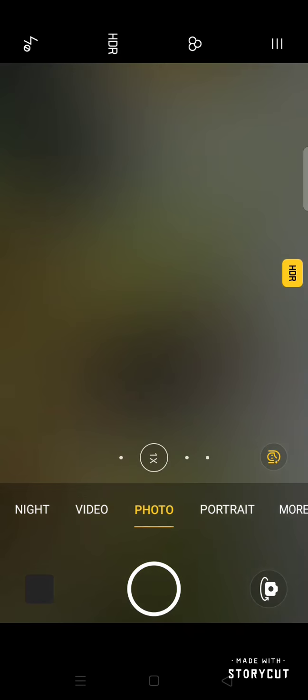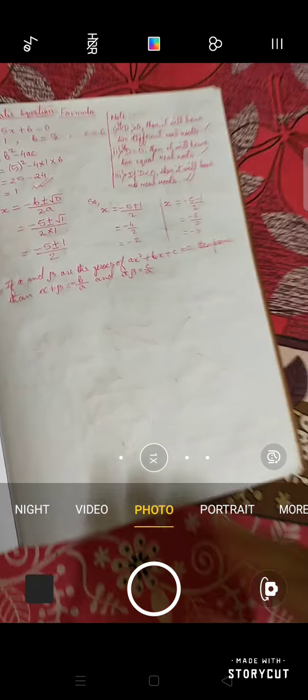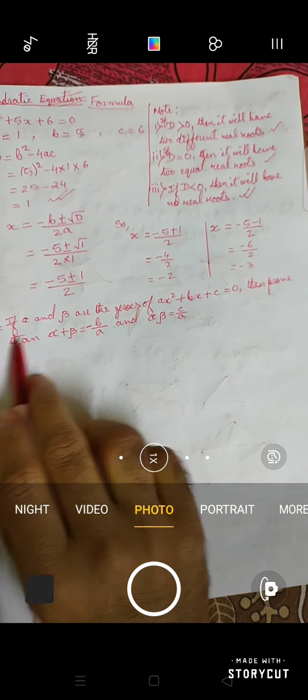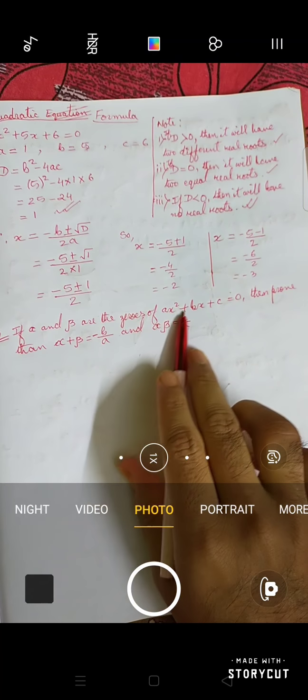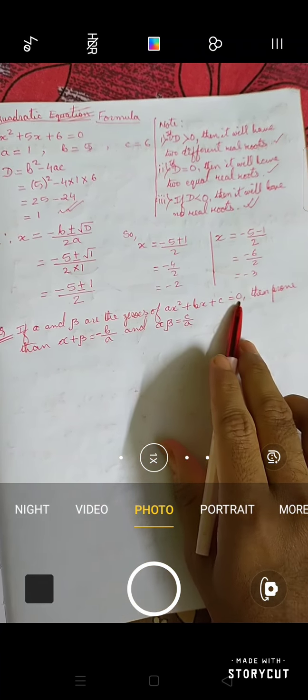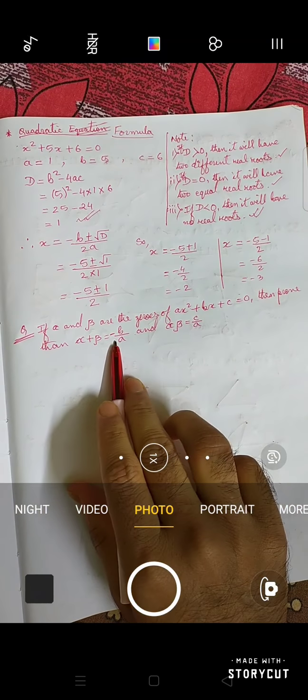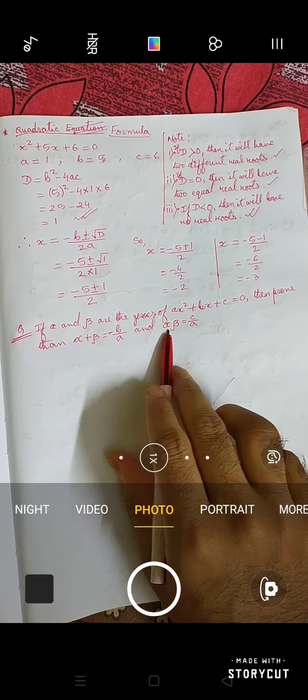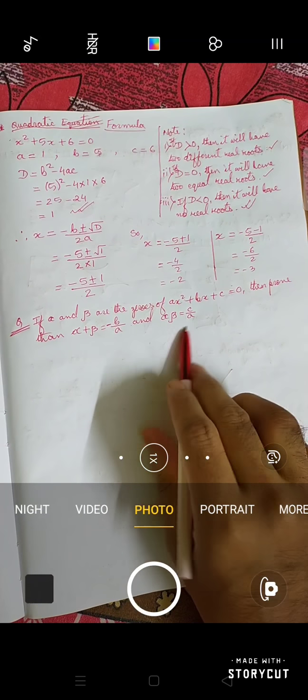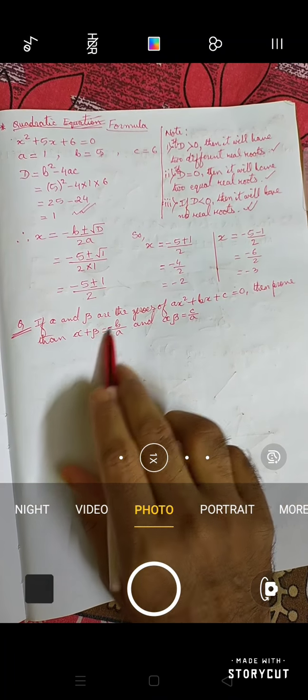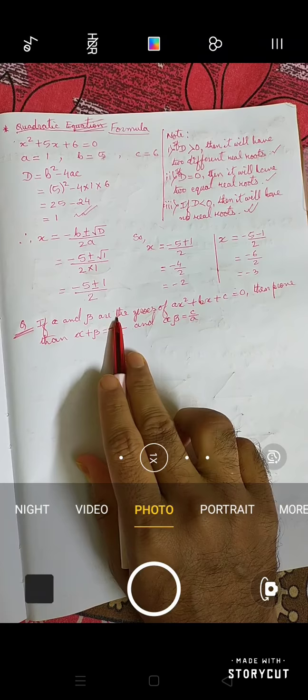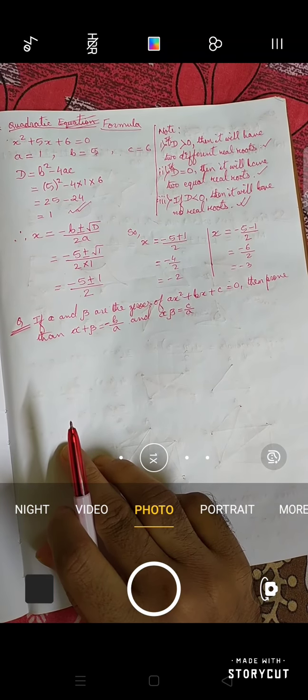So we'll move to the question. This is a very important question for 4 marks. If alpha and beta are the zeros of ax square plus bx plus c equals to 0, then prove that alpha plus beta equals to minus b by a and alpha beta equals to c by a. We have to prove that alpha plus beta is minus b by a. Okay, is it clear? So how to solve this one? Ready?